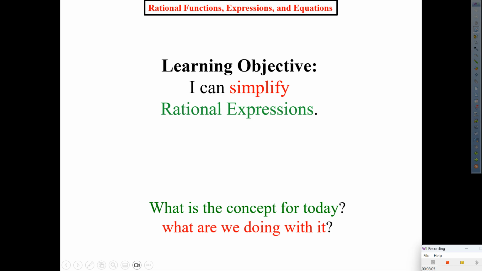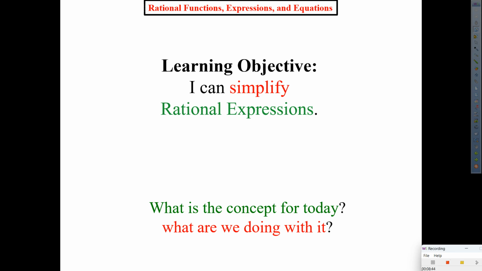Remind your neighbor, what's the concept so far for today? What concept are we on? It's our main idea. Rational expressions. Yes, we're revisiting these because we're about to embark on multiplication, division, addition, and subtraction of rationals. But we need to make sure we have simplifying rationals mastered, okay?